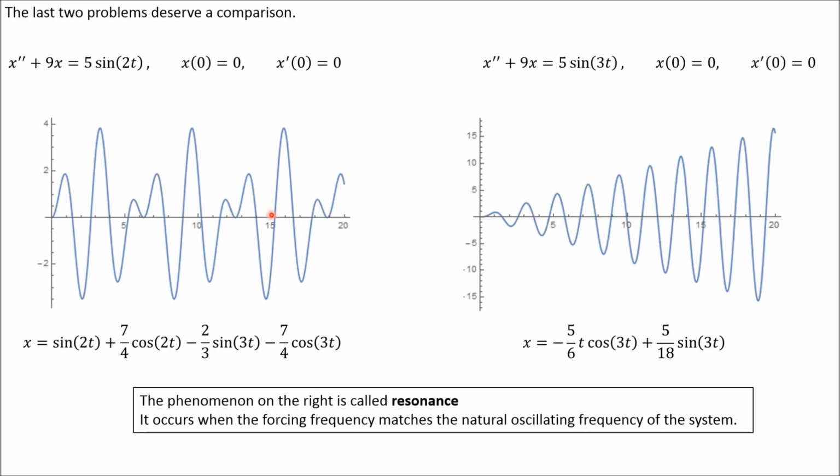Whereas if your outside force matches the natural oscillating frequency of your system, then it always works synergistically. The outside force is always pushing down when the object wants to go down, and the outside force is pushing up whenever the object wants to go up. And that just causes it to oscillate ever more wildly for all of time.